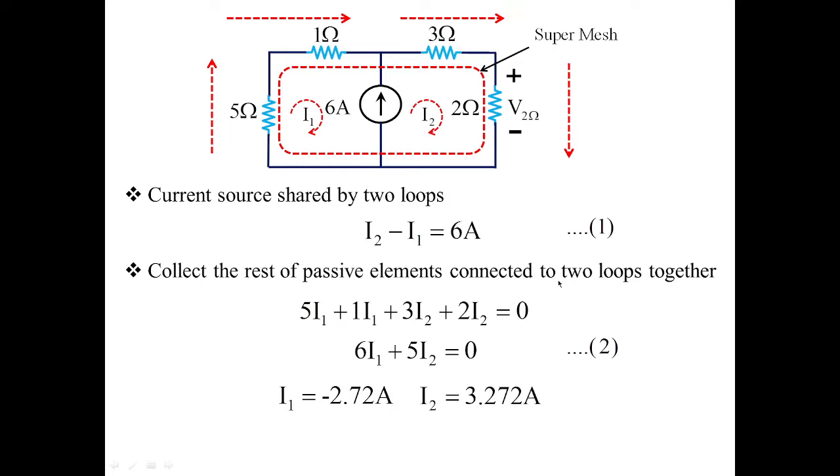Solving these two equations, we get I1 equal to minus 2.72 amperes and I2 equal to 3.272 amperes. With the help of these two currents, we can find the voltage drop across 2 ohms. According to Ohm's law, voltage is resistance times current. Resistance is 2 ohms, current is I2. So the voltage drop is obtained as 2 times 3.27, which is the loop 2 current, giving 6.54 volts. So this problem is solved using supermesh analysis.